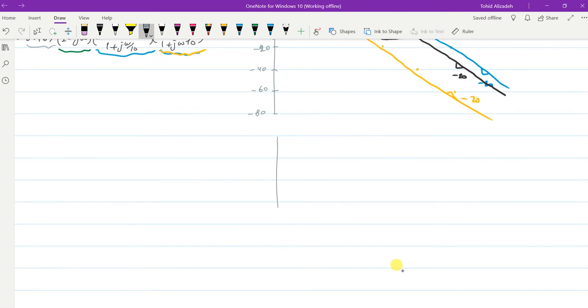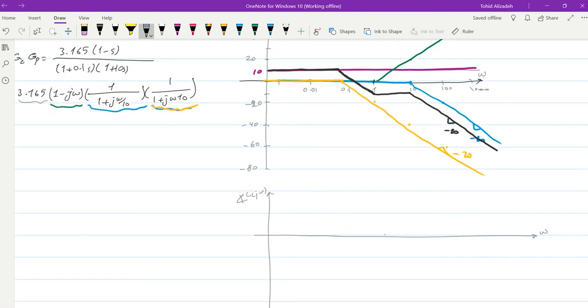And now we'll have the phase plot for the same system. We'll do it for each component separately, similar to what we did for the amplitude, and then they will be added to each other to have the overall phase for the system. So the first one to start with is 0 degrees. That's what we have for the first component, which is the constant value of 3.165.